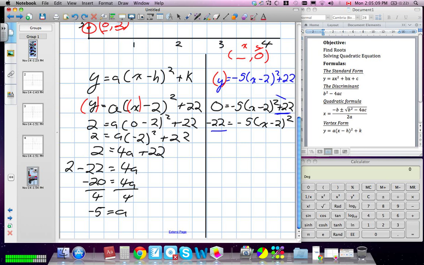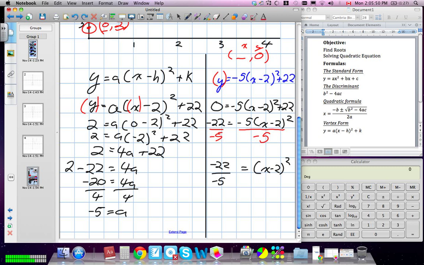I'm going to deal with the multiplication first. So I'm going to divide by negative 5. I want to bring the negative 5 to the other side of the equation. So I'm going to be left with negative 22 divided by negative 5 is equal to (x minus 2) squared. Now a negative divided by a negative will get a positive number. Okay, is that what it's going to be? Let's figure it out. 22 divided by 5 is 4.4. So we get positive 4.4 is equal to (x minus 2) squared.